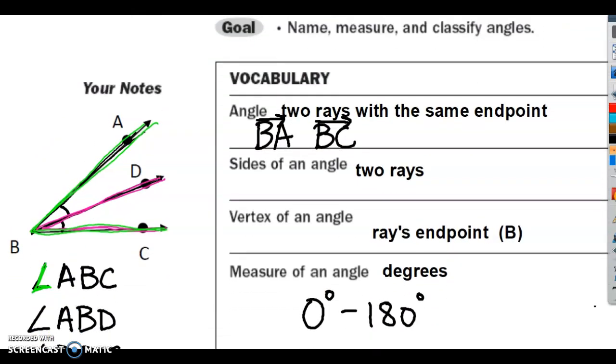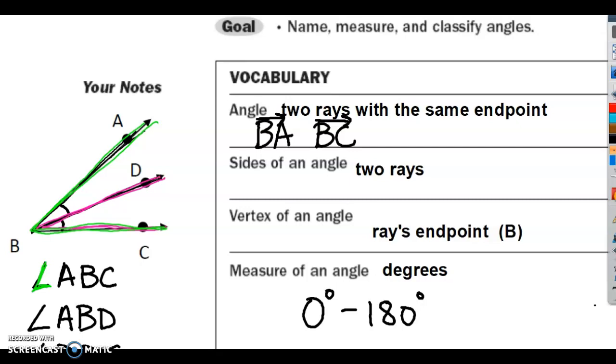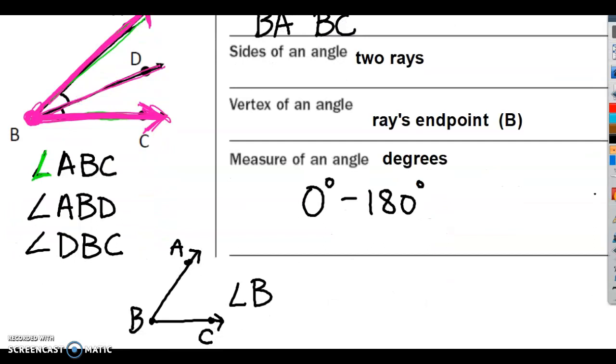So most of this vocabulary you've seen before. Angles are 2 rays with the same endpoint. So we've got this ray here with endpoint B. And we've got this ray here with endpoint B. And that's how they form an angle. So the sides of the angles are rays. The vertex is the ray's endpoint. And right now we're talking about angles with degrees from 0 to 180 degrees.